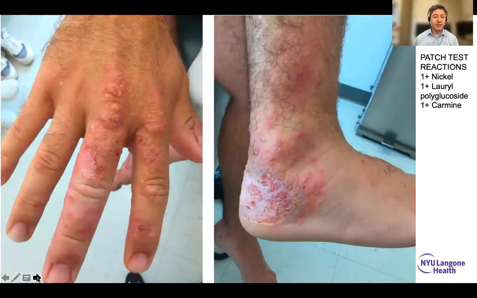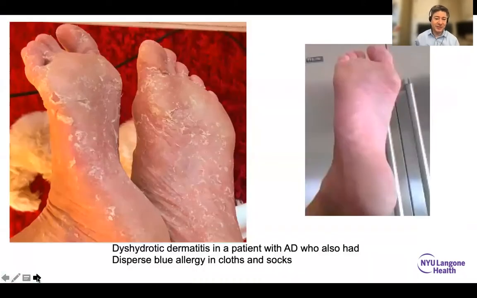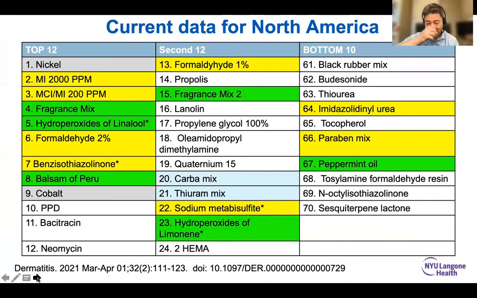Here are some just interesting cases that I had of a patient with an overlap of eczema and allergic contact dermatitis here. Nickel, lauryl polyglucose, a surfactant in cleansers, and I think an irrelevant one, carmine, which is a red color in cosmetics. Here's a patient with dyshidrotic dermatitis who had disperse blue allergy in clothes and socks, but really required therapy with dupilumab to get them better.